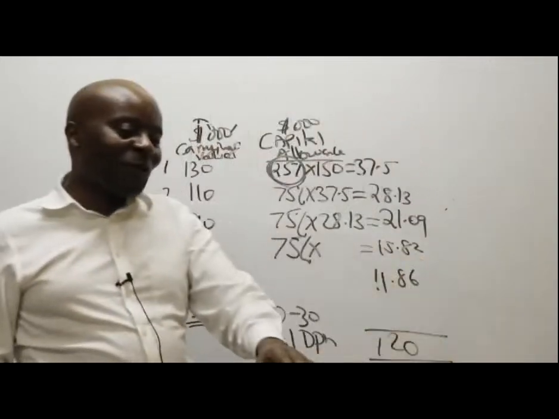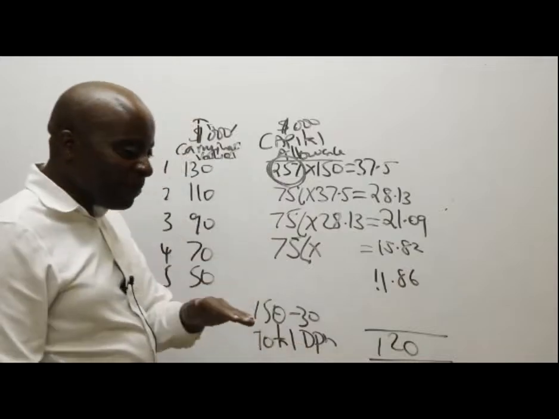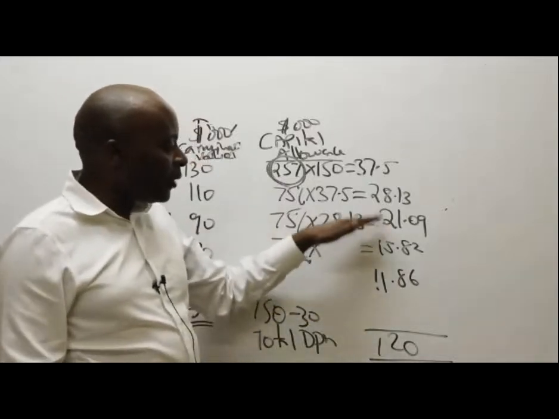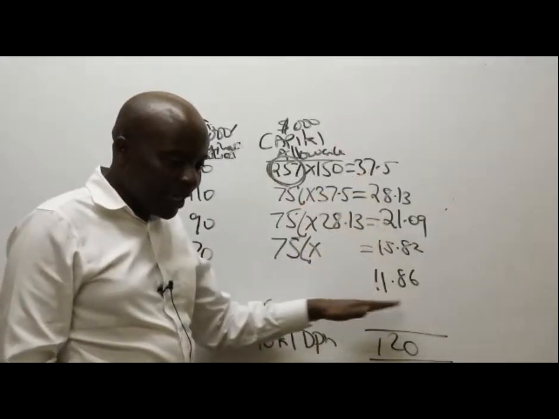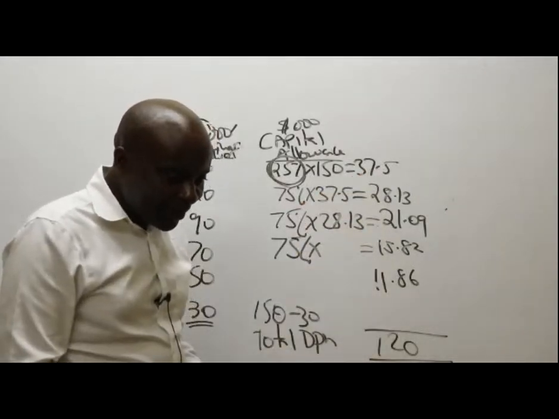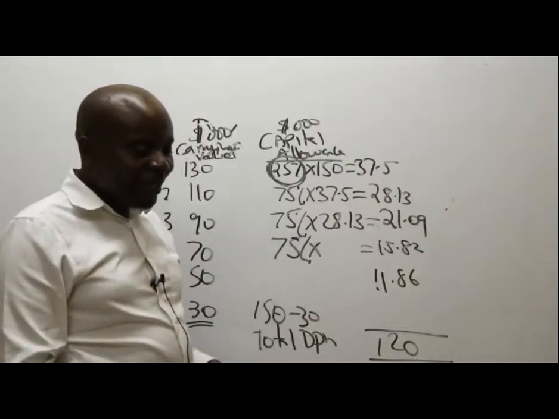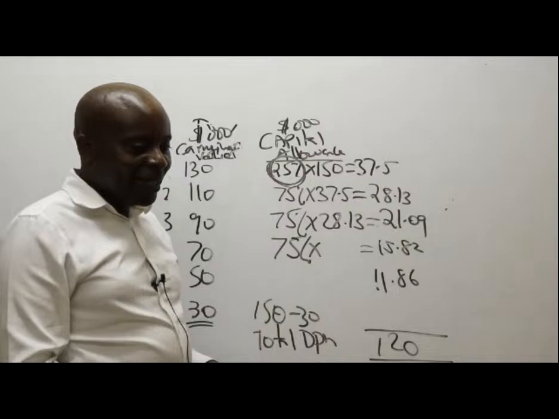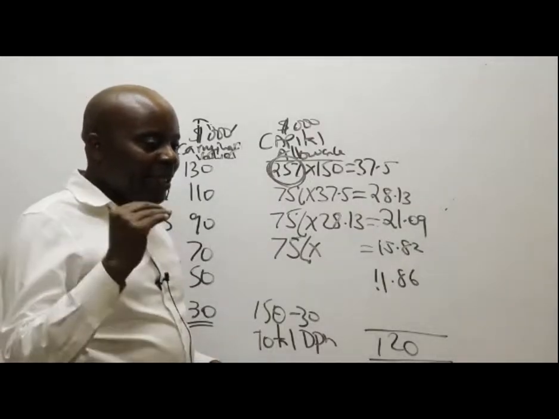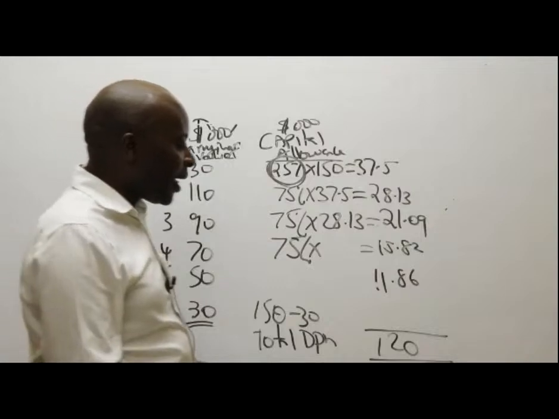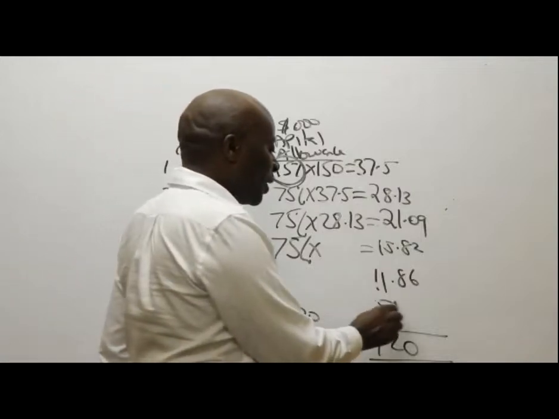Mayom, wachana hiyo story. Angalia, utakosa concept hapa. So 120 minus this, minus this, minus this, minus this, minus this will give me what figure? Remember the last year, even if it's a capital allowance, the last year, you must exhaust everything.